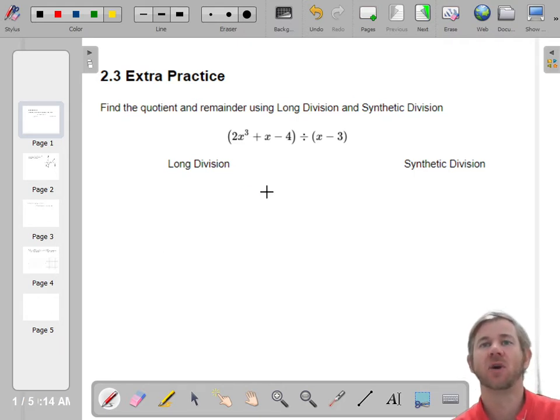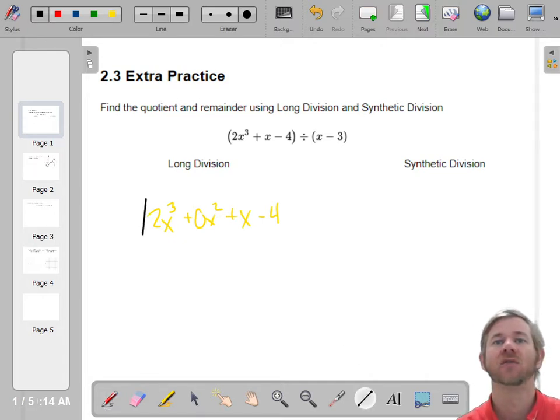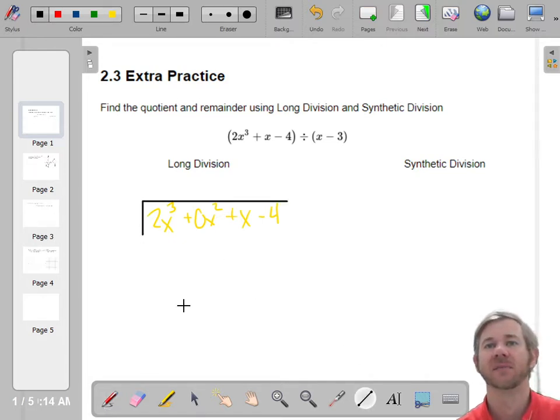The first thing, if you're going to do long division, is you need to have the dividend 2x cubed underneath your little division symbol. But remember, if you don't have a term there, like x squared, put a 0 in there. That's going to help things line up. So 2x cubed, 0x squared, plus 1x minus 4. There's my dividend. And for my divisor, I have x minus 3. So x minus 3 is out here.